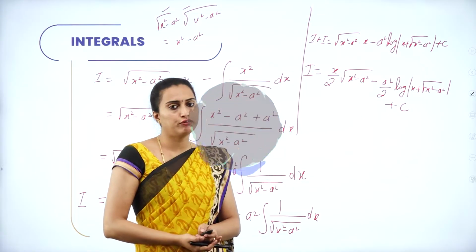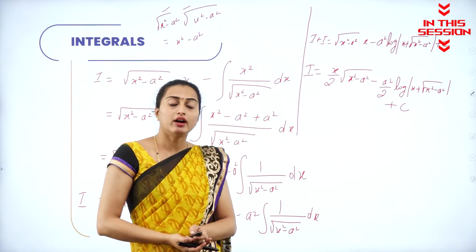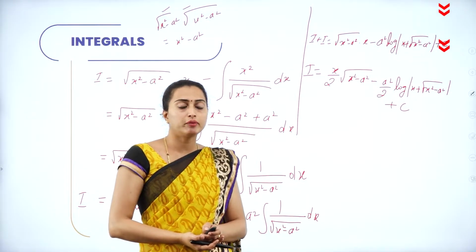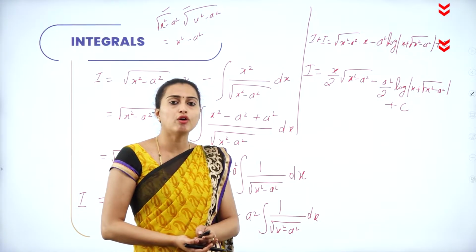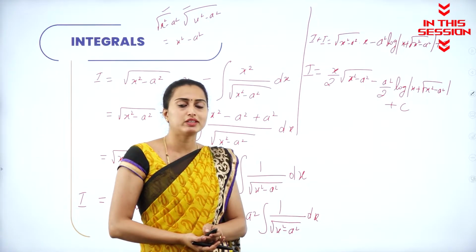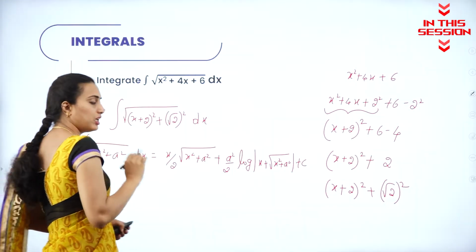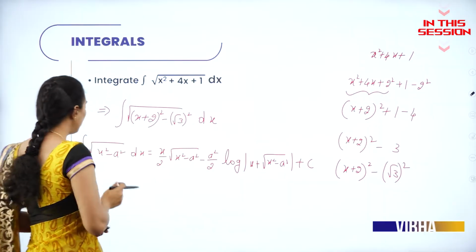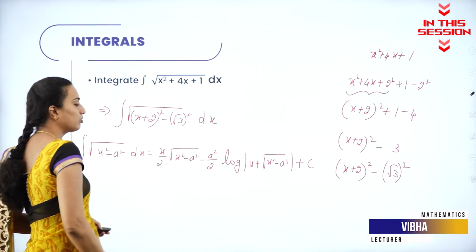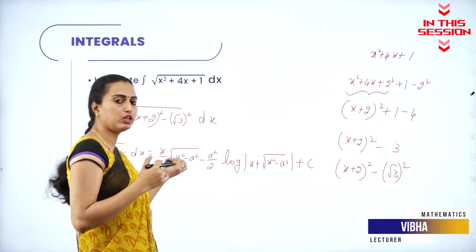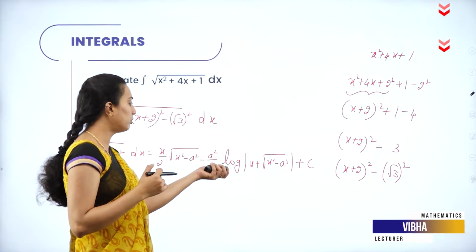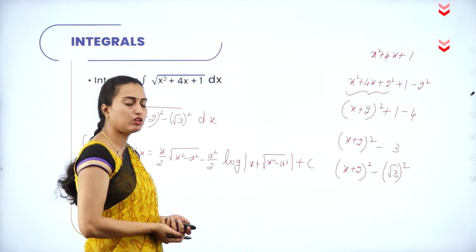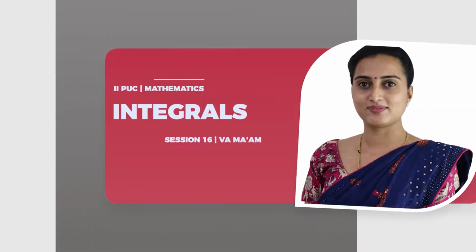So you have to remember the formula as x by 2 into under the root of x squared minus a squared by 2 into log of modulus of x plus under the root of x squared minus a squared plus c. X replaces x plus 2, a replaces root 2. The formula will go like this: integral of under the root x squared minus a squared into dx is x by 2 into under the root x squared minus a squared by 2 into log of modulus of x plus under the root x squared minus a squared.